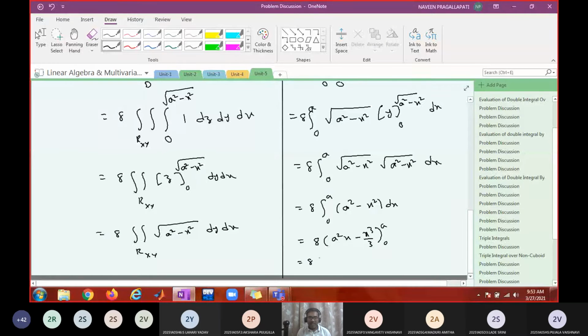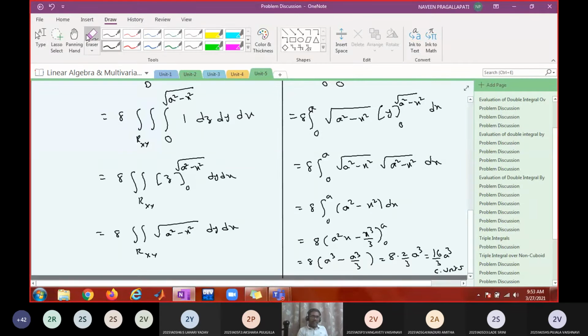So this is 8 times a cube minus a cube by 3, lower limit is 0. So this is 1 minus 1 by 3. This is 2 by 3. So 8 into 2 by 3 a cube. This is 16 by 3 a cube cubic units. Is this fine?